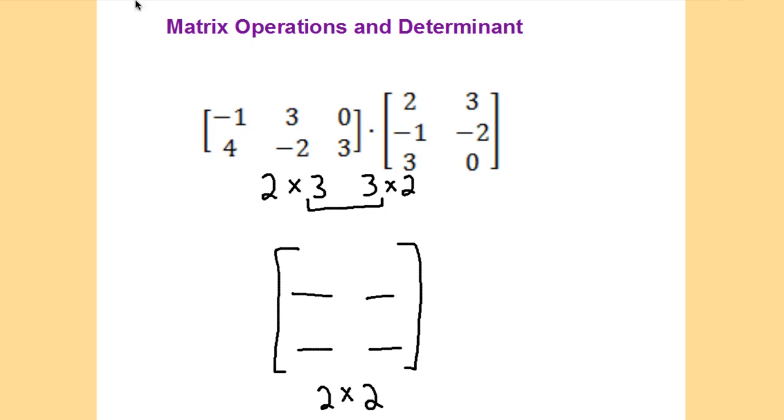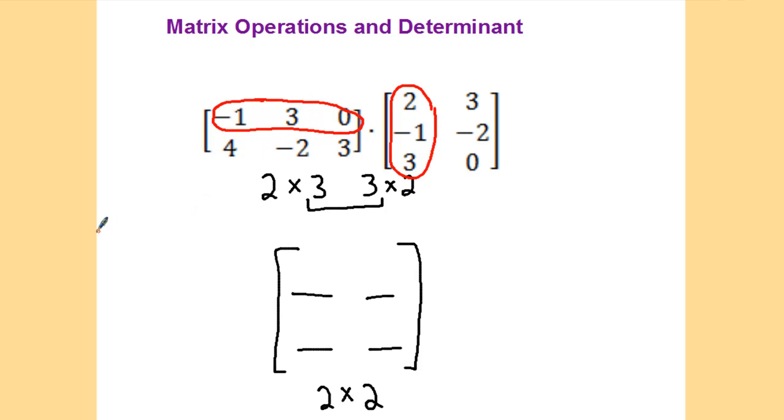Okay, to find this first entry, which is located in the first row, first column, I take a look at the numbers in the first row of the first matrix and the numbers in the first column of the second matrix. And the rule is you're going to be multiplying the corresponding numbers and taking the sum. So the sum of the products. It sounds a lot harder than it really is.